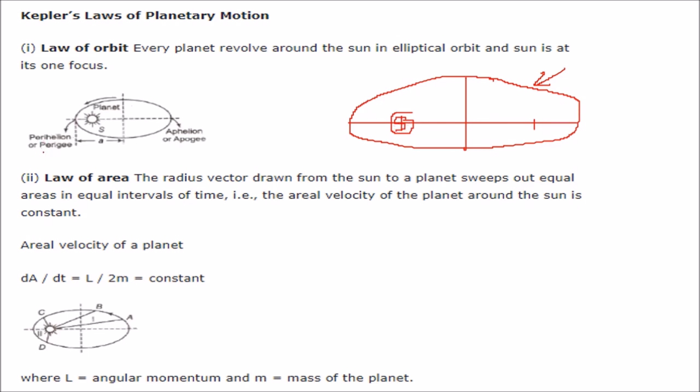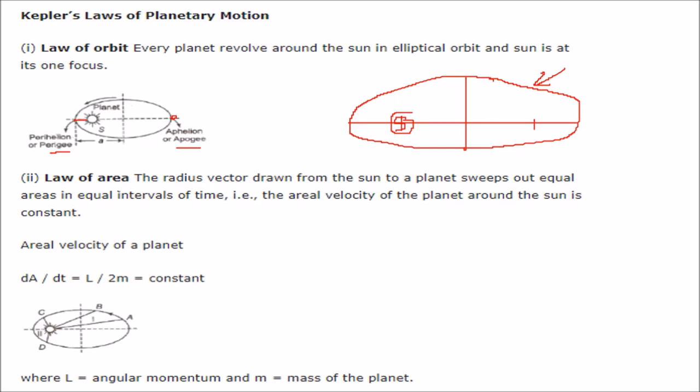This is known as the perigee or perihelion. This point is known as the apogee or aphelion. The planet is nearest to the sun at perigee. It is farthest from the sun at apogee.